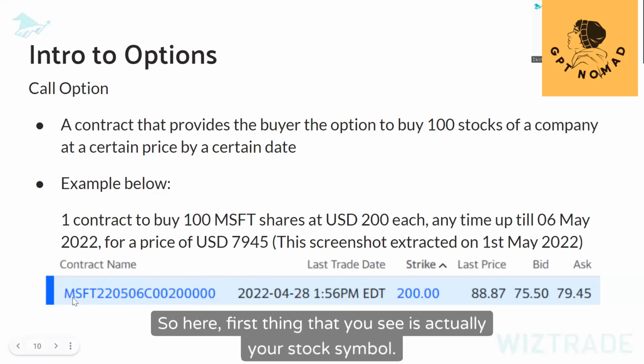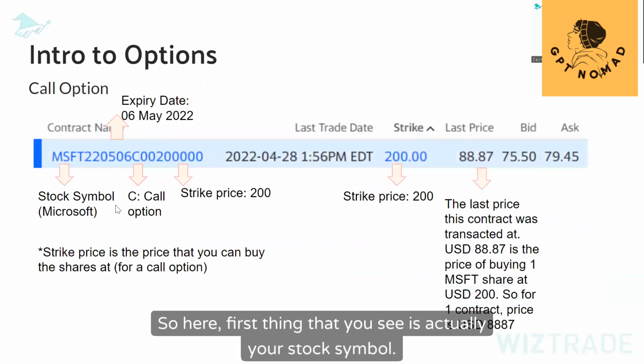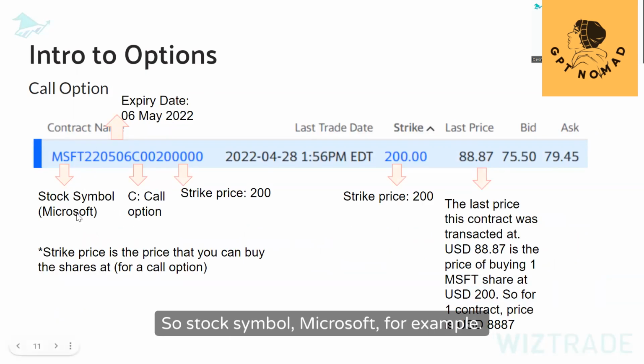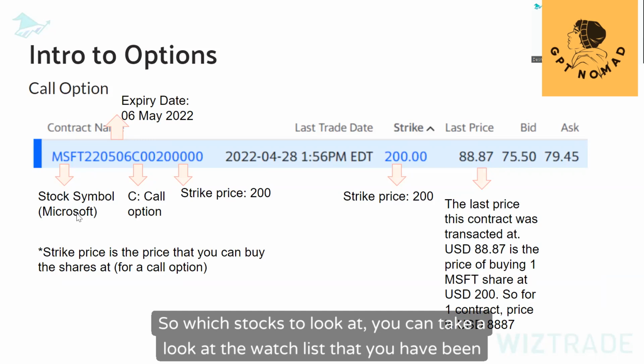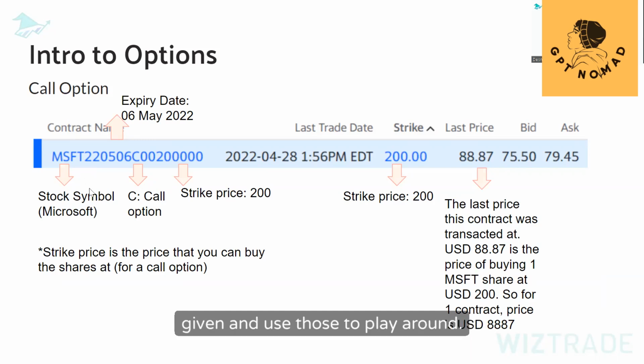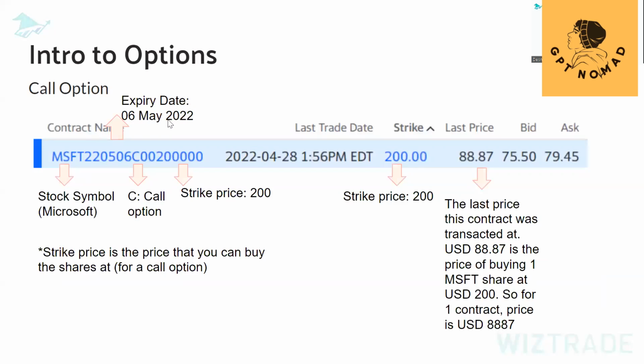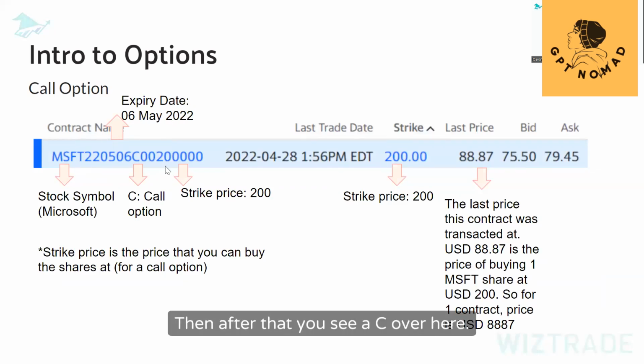So the first thing you see is your stock symbol. For example, Microsoft uses the stock symbol MSFT. Then after that you have the expiring date. This string represents the expiring date, the 6th of May. Then after it there is a C. This C represents a call option. Whenever we spell it out, you just put C there. And then there is the strike price.